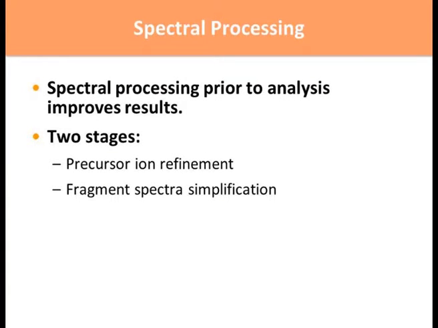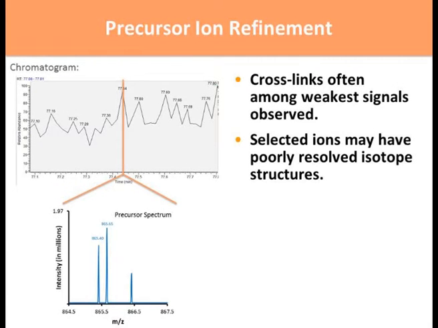So there are two stages of spectral processing that I'll go over. One is precursor ion refinement. The other is fragment spectra simplification. Precursor ion refinement is necessary to accurately determine the precursor mass of your cross-linked peptides.